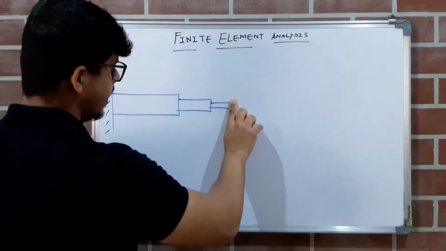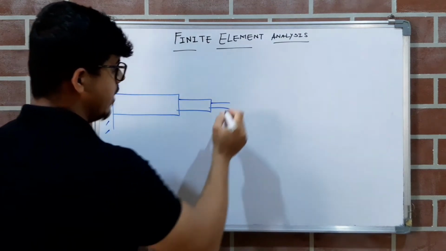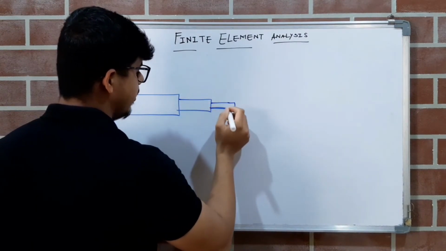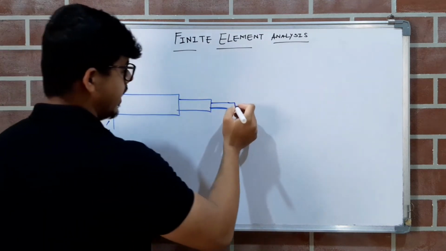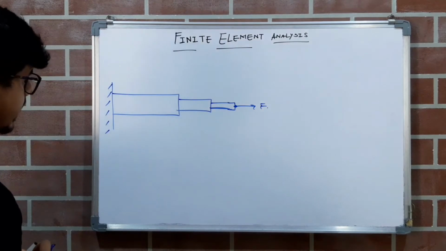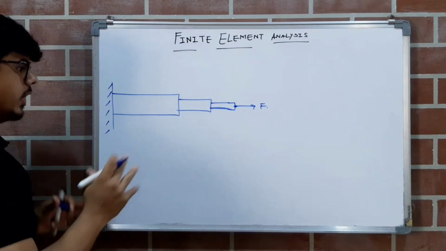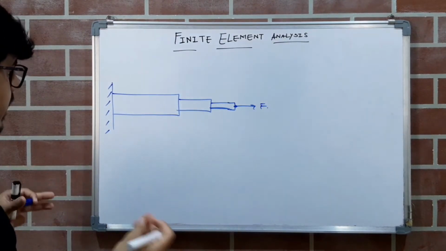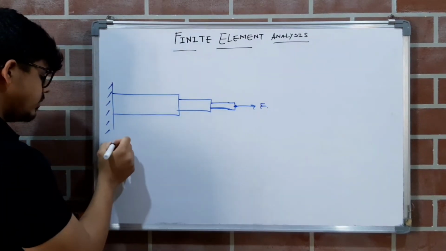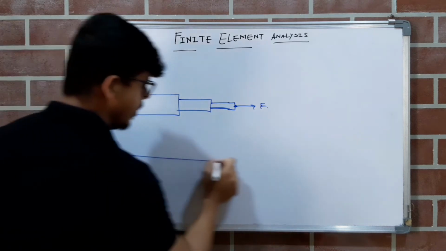Now observe how I am drawing the FEA model. Suppose you are asked to find the stresses for this step bar and you are given the force here, right? So see how I am drawing the FEA model. Keep the 4 rules of placing the nodes in your mind. So I am drawing the FEA model.